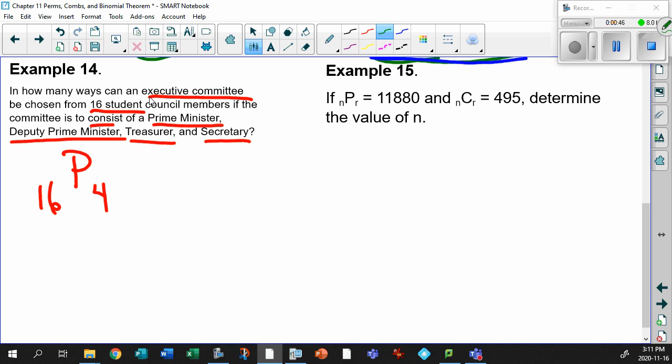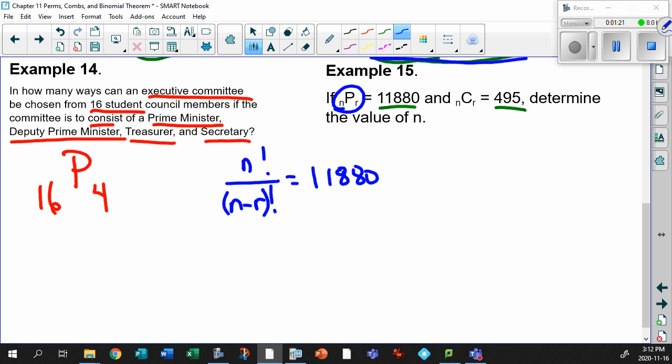Great. Now, that's easy enough to do. Take a look at number 15. Again, playing around with the formulas is what we're going to do on this one. Look, it says if nPr is this and nCr is this, determine the value of n. Well, we might as well determine the value of r too while we're at it. But boy, oh boy, this could be a nightmare. No, actually, you know what? It's not. Look at the formula. nPr, you know that this is n factorial over n minus r factorial, right? That has to equal this big, ugly number.